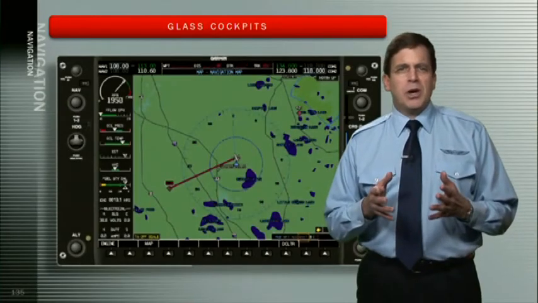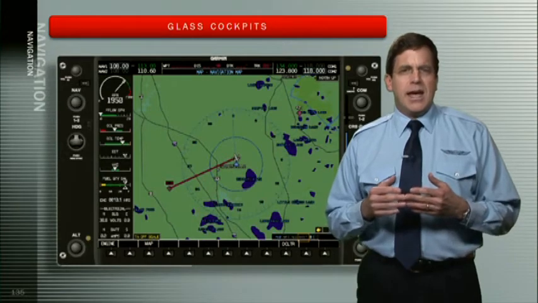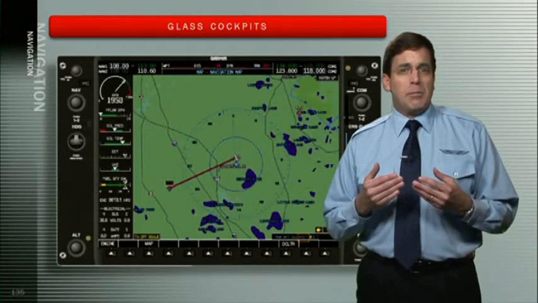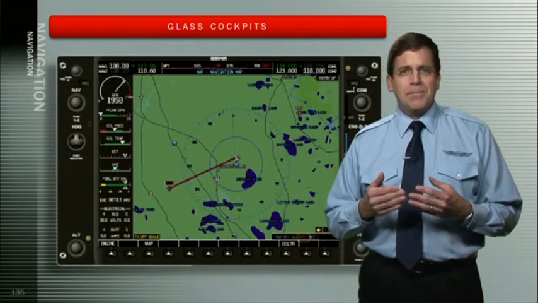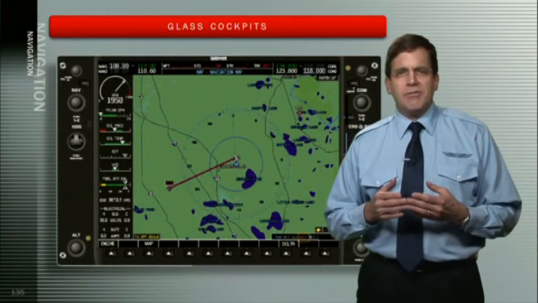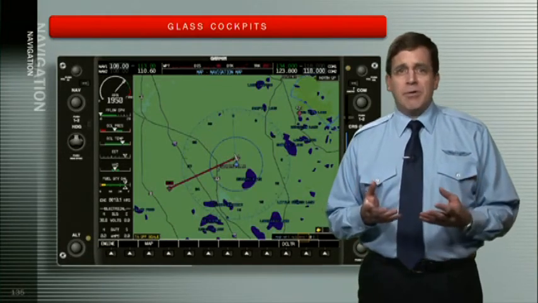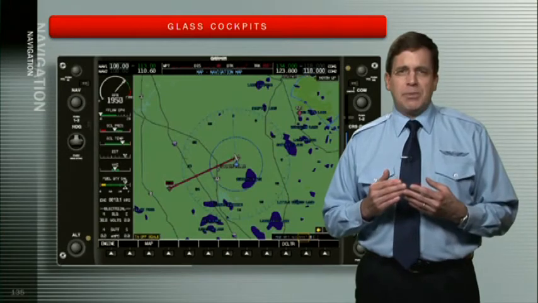You may also hear some other glass cockpit terms. MFD is a programmable multifunction display that combines or alternates information such as power plant information with navigation, as an example.